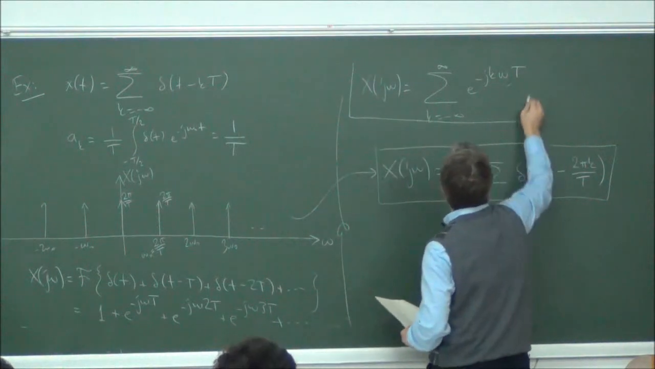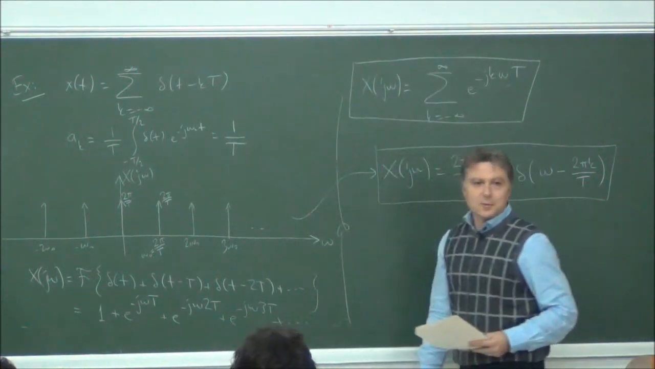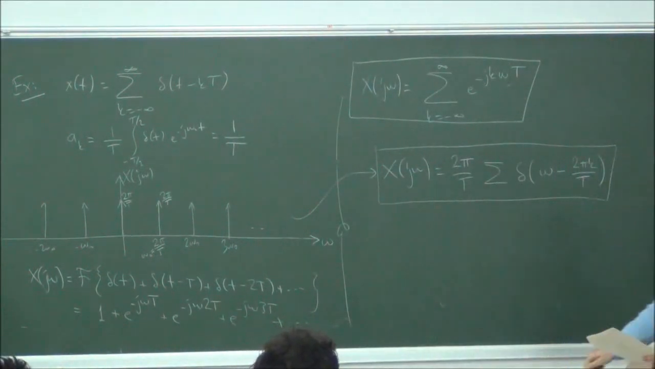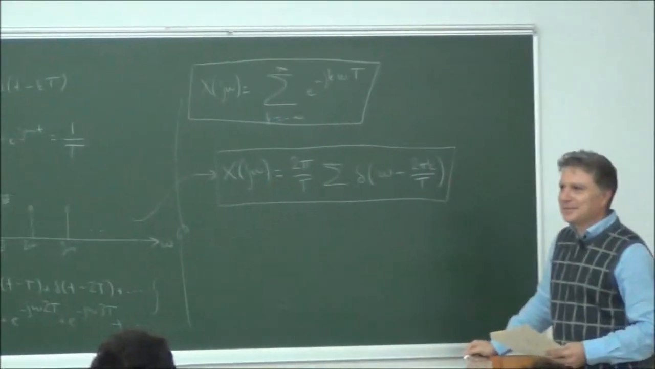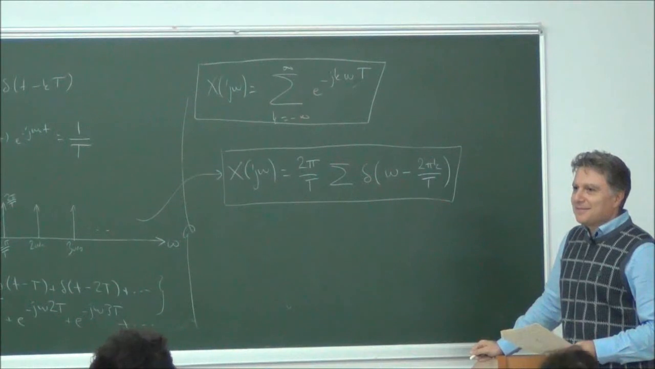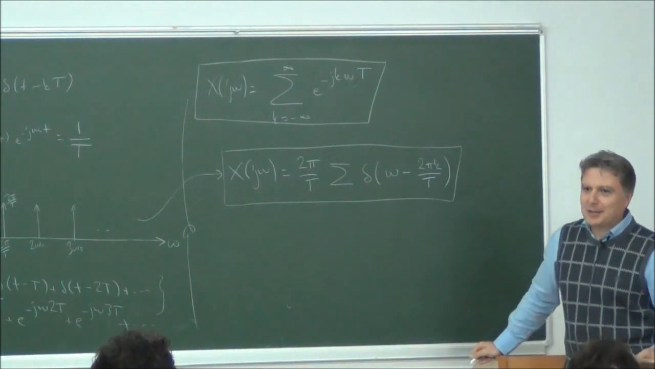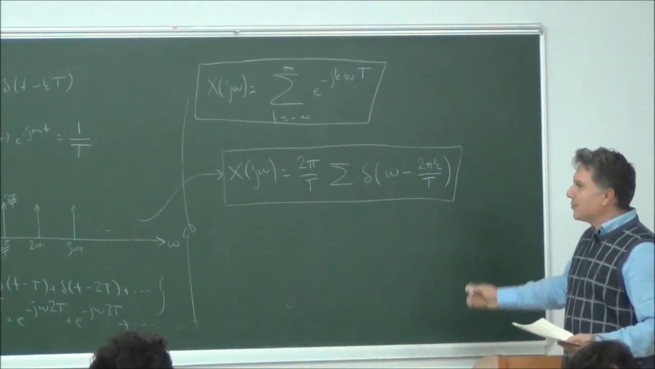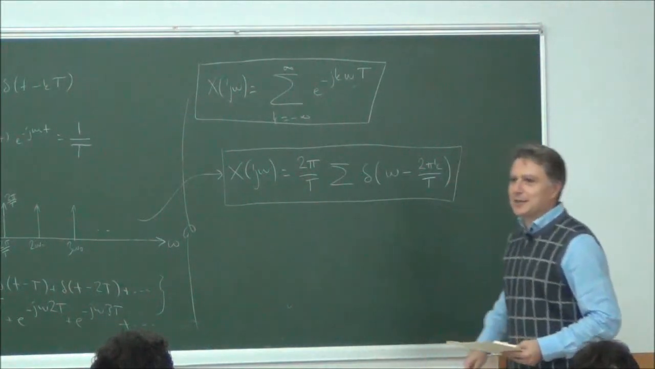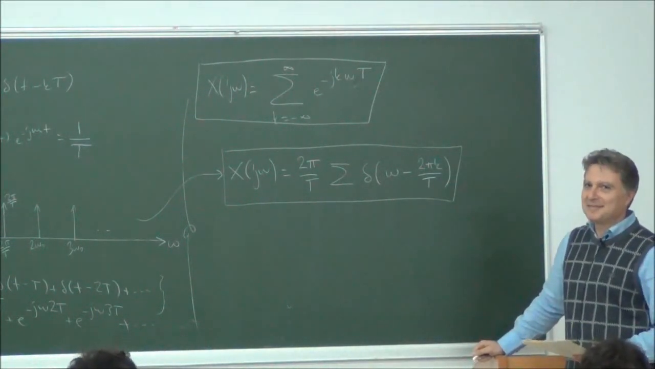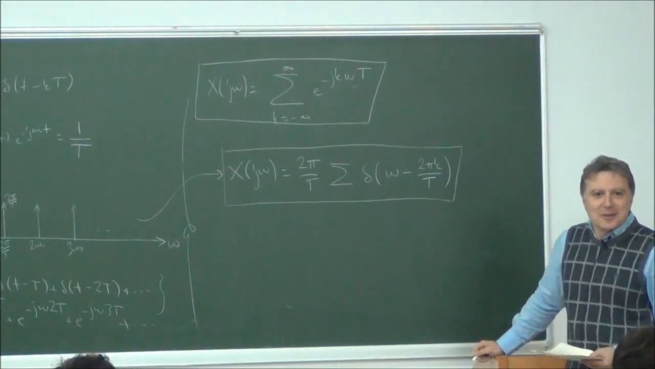So, which one is the Fourier transform then? The top one or the bottom one? Yes, that's true. Top one is the Fourier transform. But of course, the bottom one is also the Fourier transform. So what's going on here?